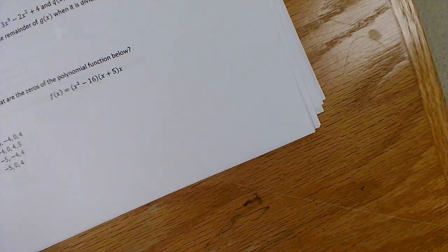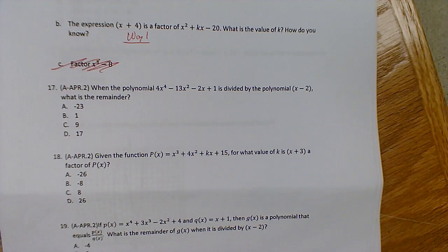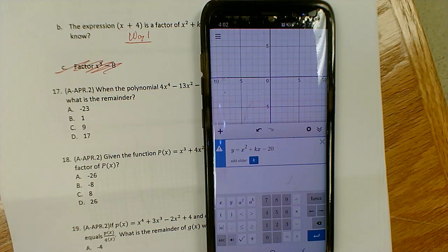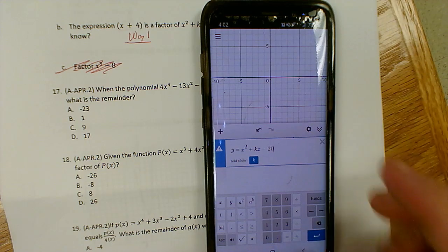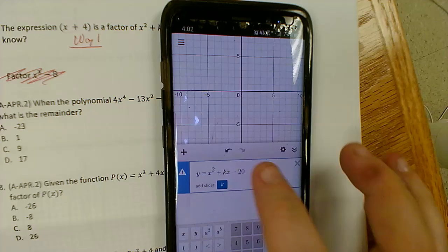Another way, I would say, to try it, if you do not like that way, is you can still do it the way we did in class. And the way we did in class is using Desmos. So I'm going to pause this and type it in. I don't know how this is going to go for me, guys. So I typed this in with the k. I'm going to add a slider for k.